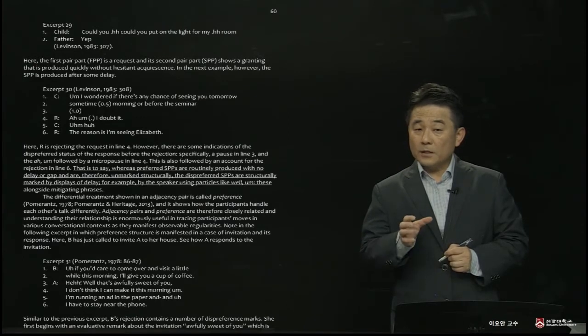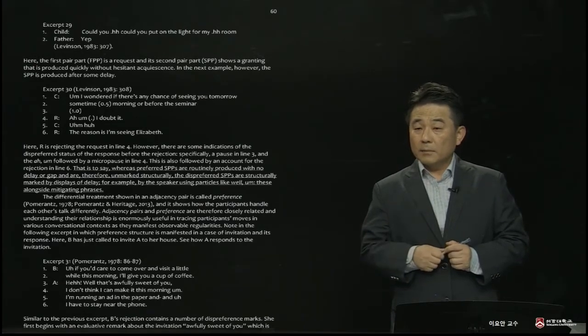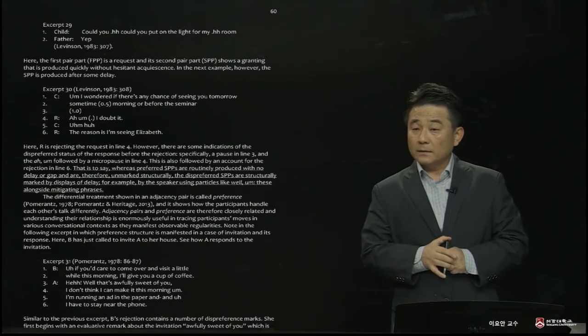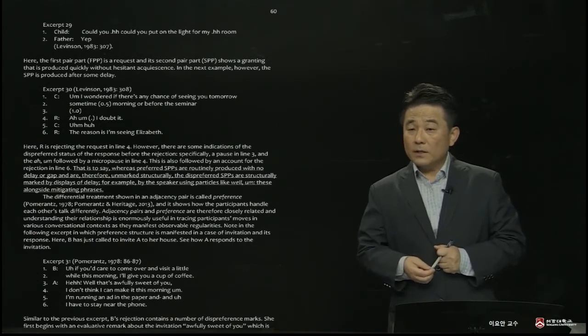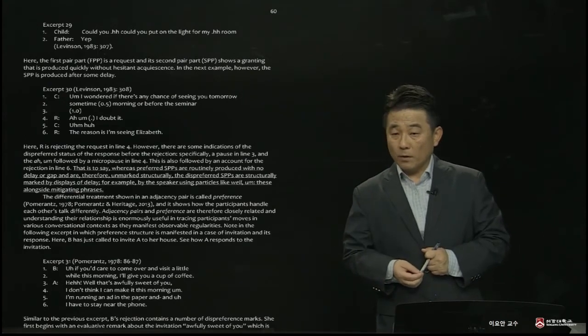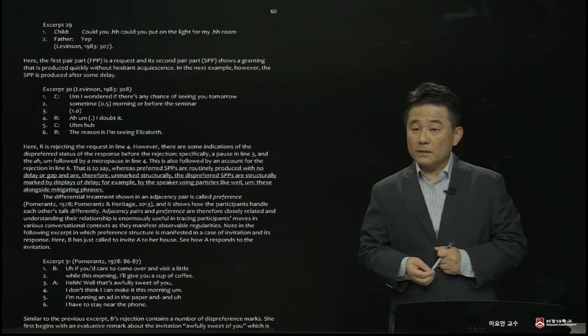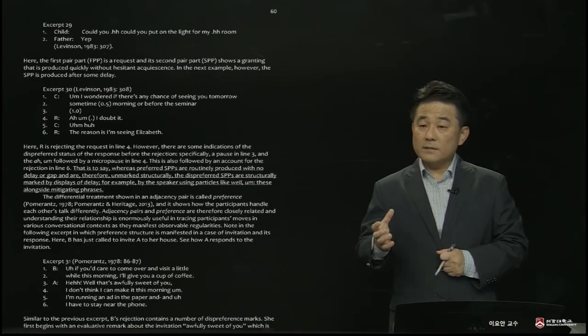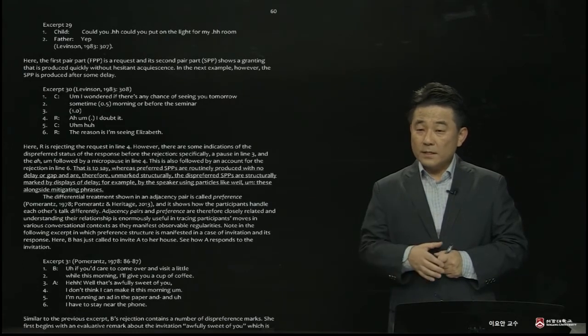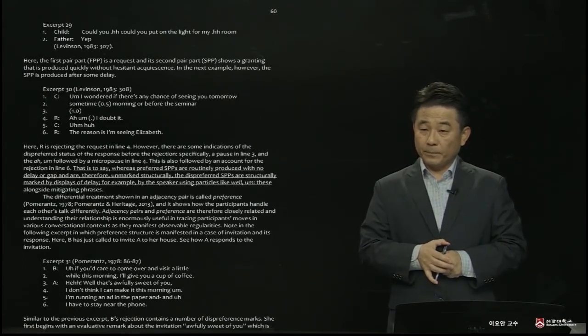So the second pair part is produced pretty quickly. But if you look at excerpt 30, it's probably the professor and the student. "I wondered if there's any chance of seeing you tomorrow, sometime in the morning or before this seminar." And then you have a 1 second pause. And then R says, "I doubt it. And the reason is I'm seeing Elizabeth."